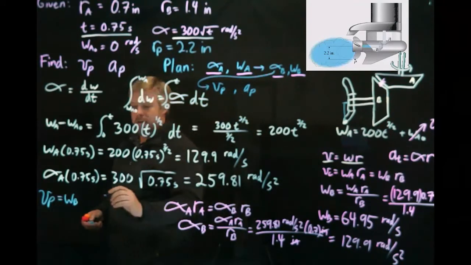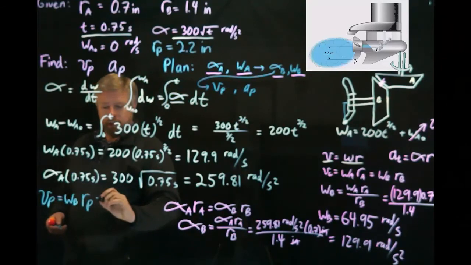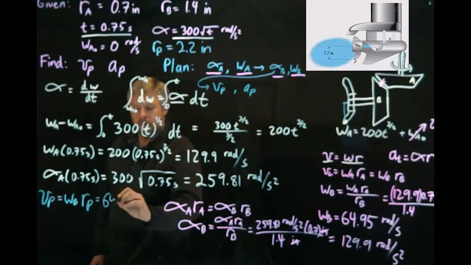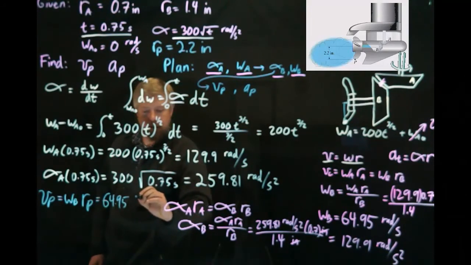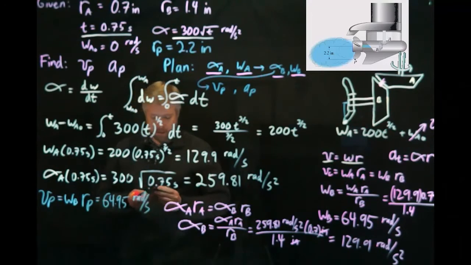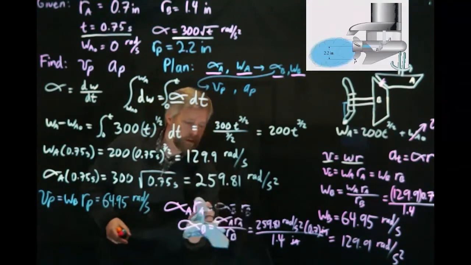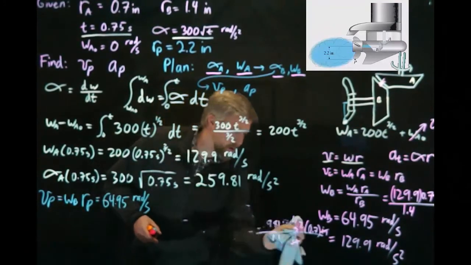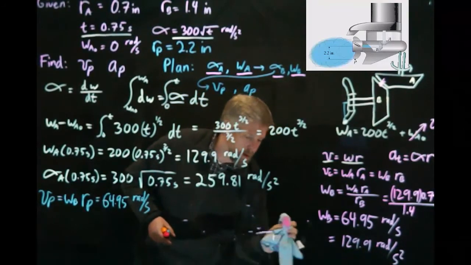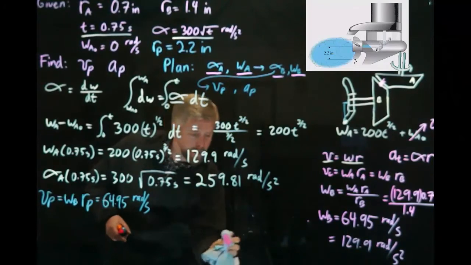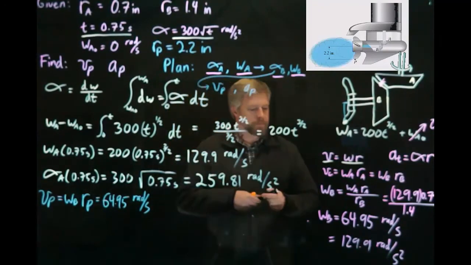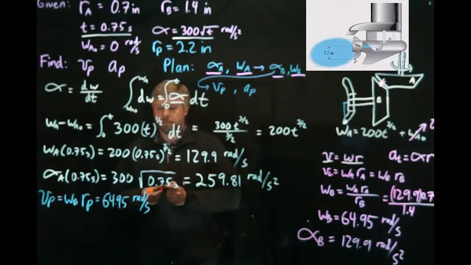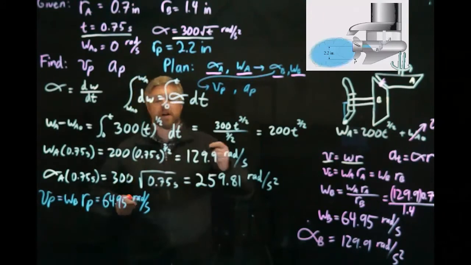Okay, that's going to be equal to that times the radius to point P, which is going to be equal to WB. We solve for that, 64.95 radians per second. And then we multiply it by RP, which we could put in as 2.2 inches.